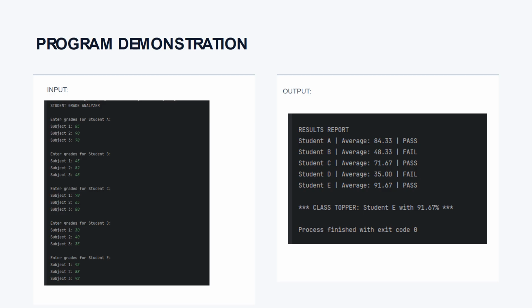Now let me demonstrate the program running live on my computer. As you can see, I'm entering the grades for student A 85 90 78, student B 45 52 48, student C 70 65 80, student D 30 40 35, student E 95 88 92. The program calculates the result. Student A passes with 84.33, student B fails with 48.33, student C passes with 71.67, student D fails with 35, student E passes with 91.67. The class topper is student E with 91.67%. The program works correctly.